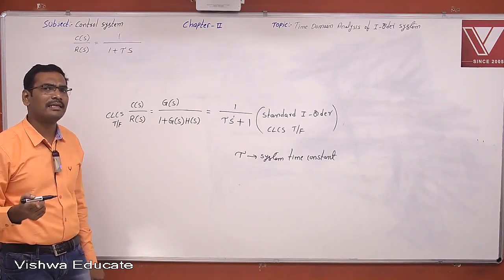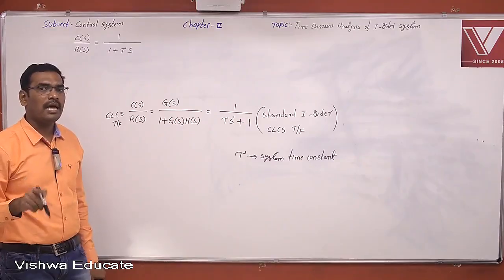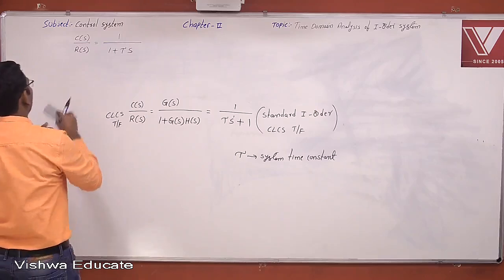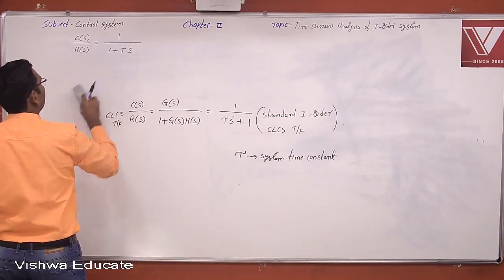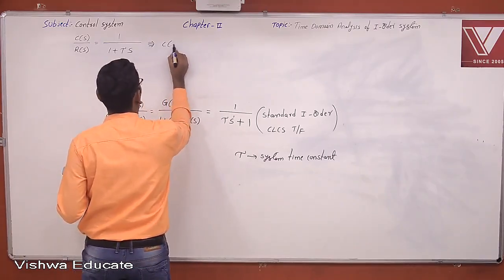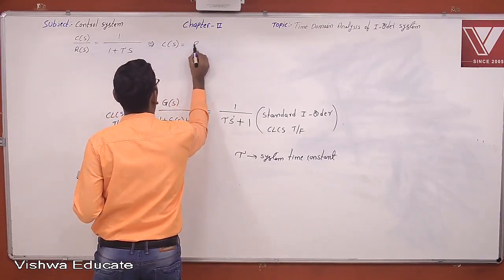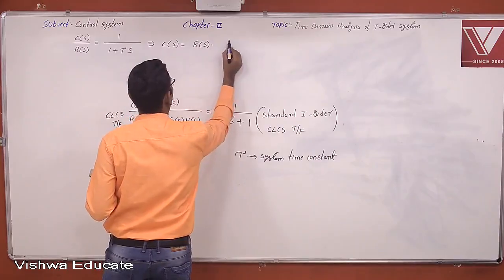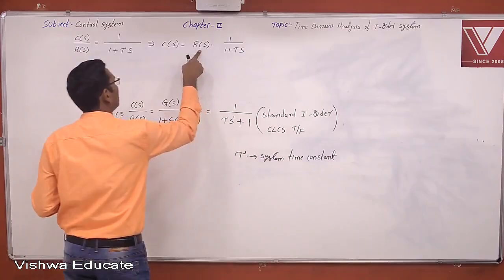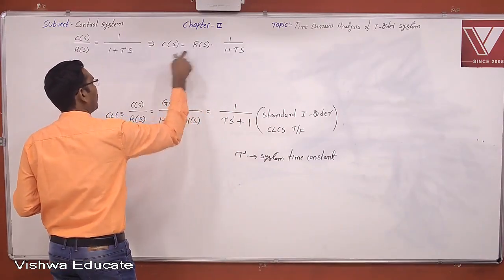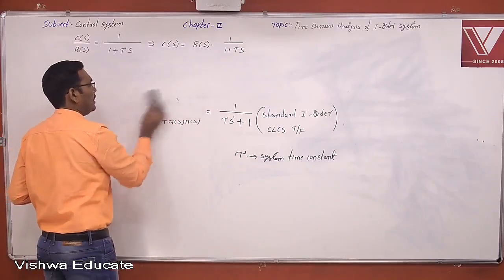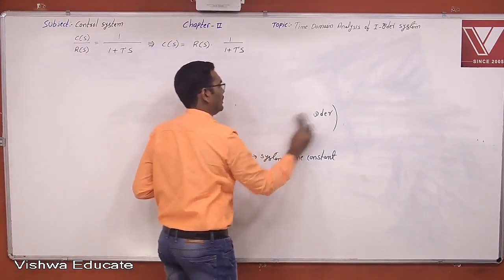Okay, what is transient state analysis? Response after applying some input. So I want the response after applying some input, then can I write like this? C of S, the response, is equal to R of S into 1 by 1 plus tau S. This is the response output after applying some input. But if you observe, this is C of S, R of S, yes, that is in frequency domain, S domain.